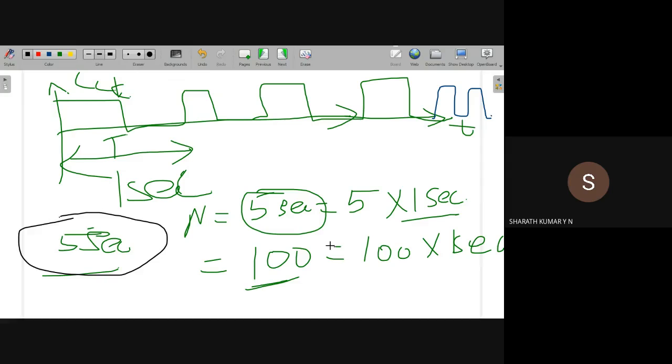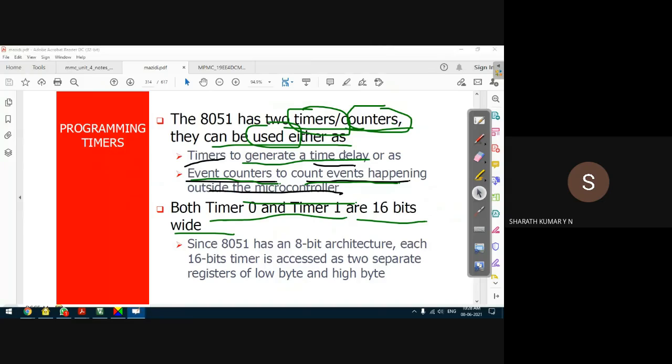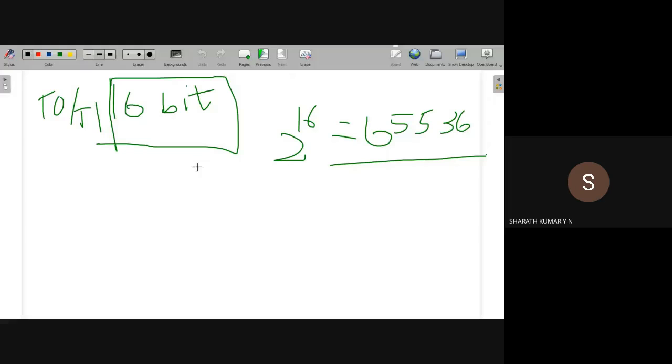For a 5-second delay, I need to count clock pulses whose period is 1 second. So to generate a 5-second delay, I need to count 5 clock pulses. Likewise, in a microcontroller, to generate some n-second delay, we need to count m number of clock pulses, and to count m number of clock pulses, we need to load this timer with the clock pulses.